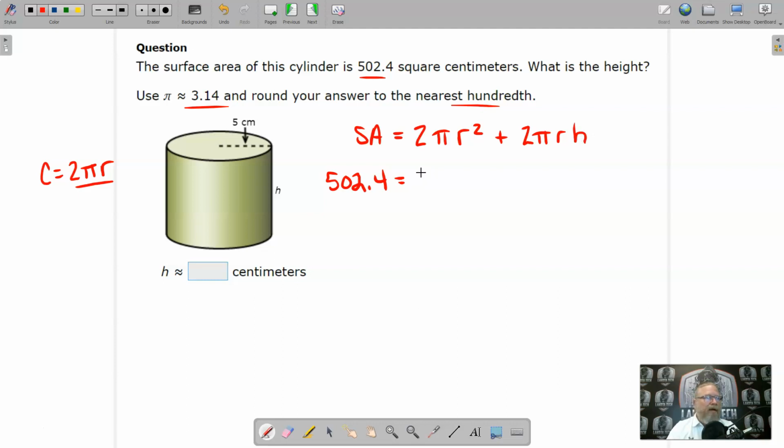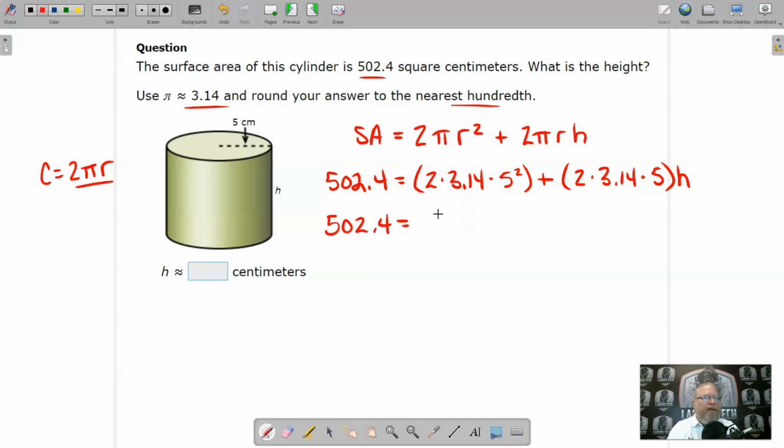So we're going to start plugging in our values, and I guess we can go ahead and put it in parentheses. Why not? Let's go 2 times pi, and they want us to use 3.14. We're going to multiply that times the radius squared. Well, the radius is 5 squared. And then we're going to add to that the quantity of 2 times pi, and that's going to be 3.14. And then we're going to multiply that times the radius, which is 5. And all that's going to get multiplied times h. So let's take our next step here. It's going to bring down our 502.4.